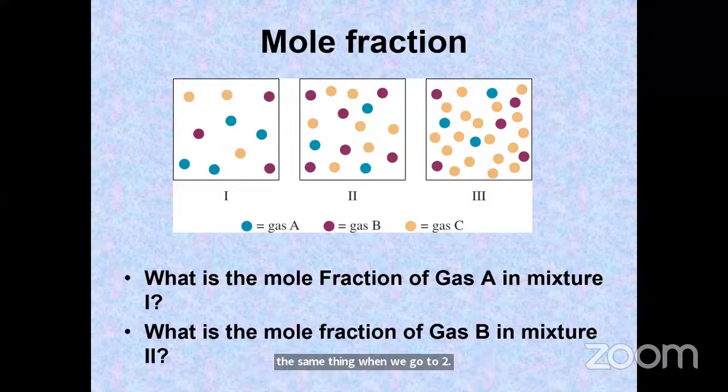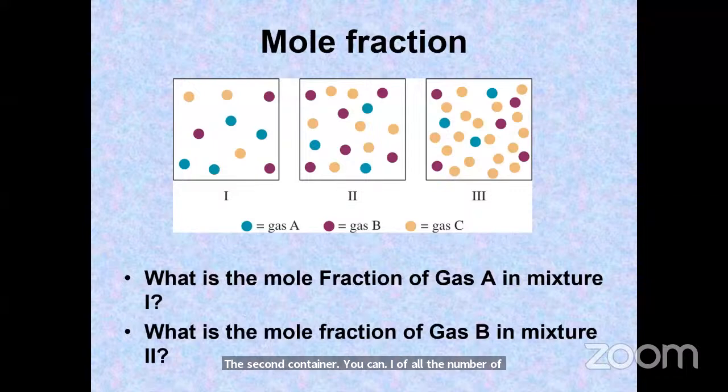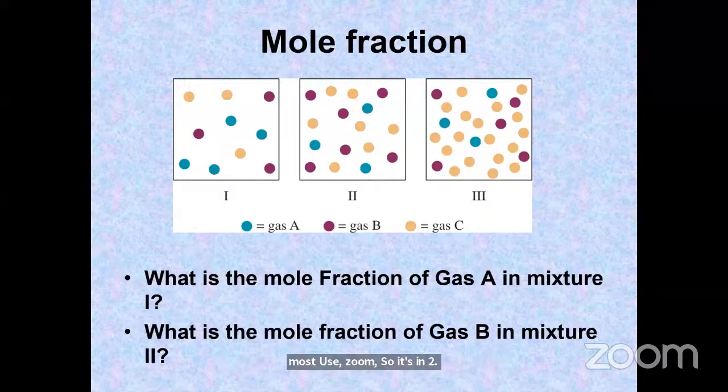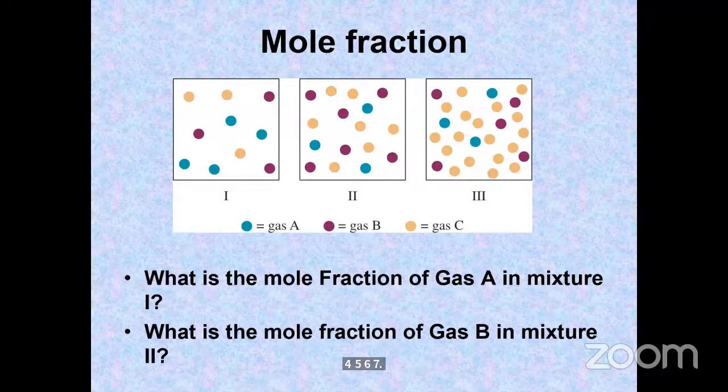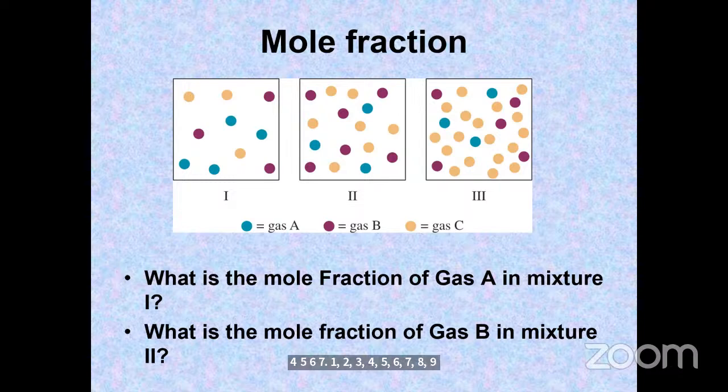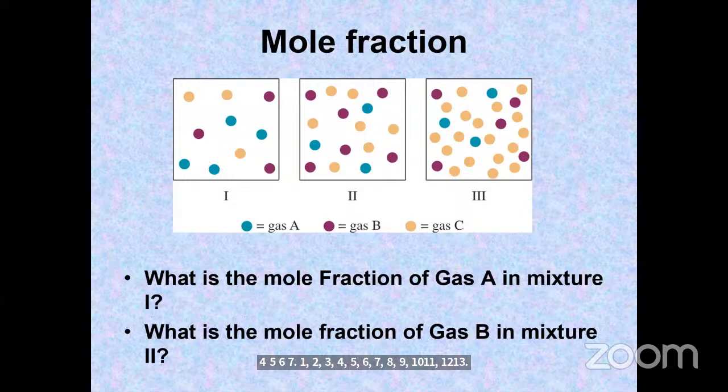The second container, we can add up all the number of moles. Assume each dot to be 1 mole. So it means in gas container 2, we have 1, 2, 3. We have 3 moles of gas A. And then when we add up all the other ones, we have 1, 2, 3, 4, 5, 6, 7, 8, 9, 10, 11, 12, 13, 14, 15. So it means that in this gas container B, mole fraction of A will be 3 over 15.